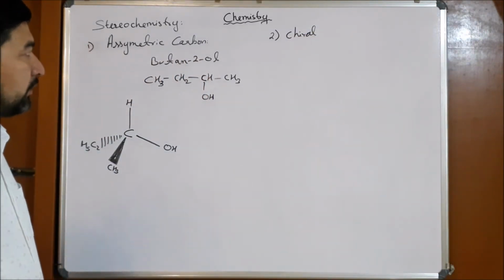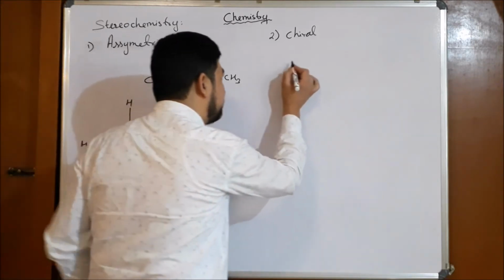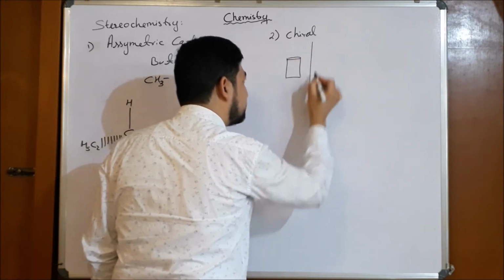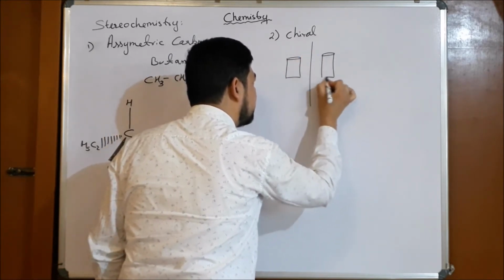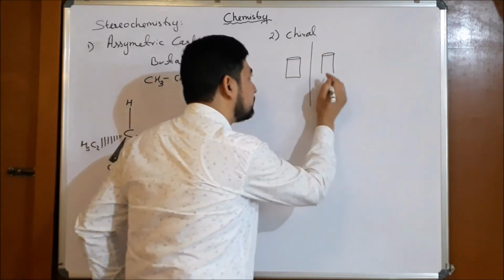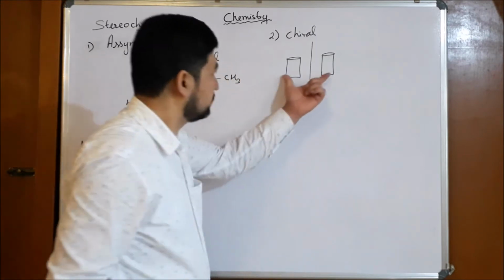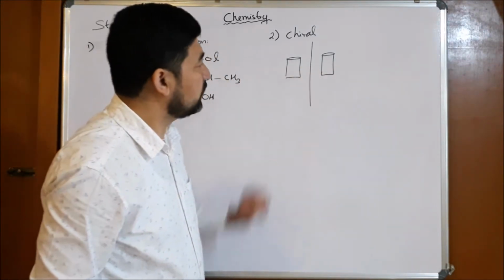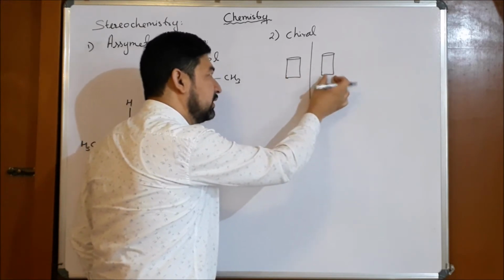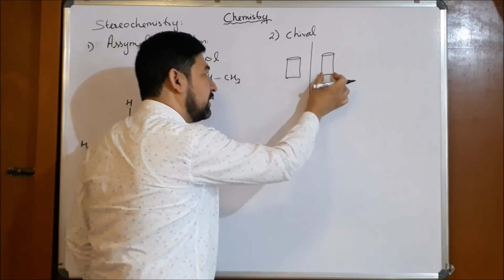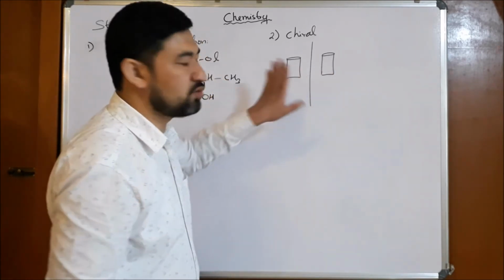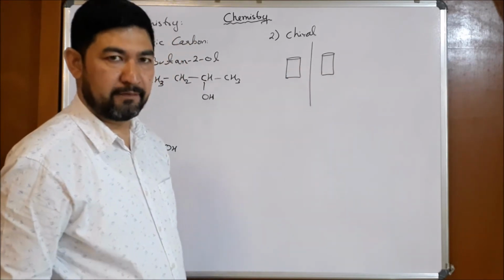So what is chiral now? If I place a glass here and a mirror here, its mirror image will be this, exactly the same one. The mirror image of this glass is this one. If this is a substance and I place it here, it exactly fits, right? That means this is not a chiral substance.